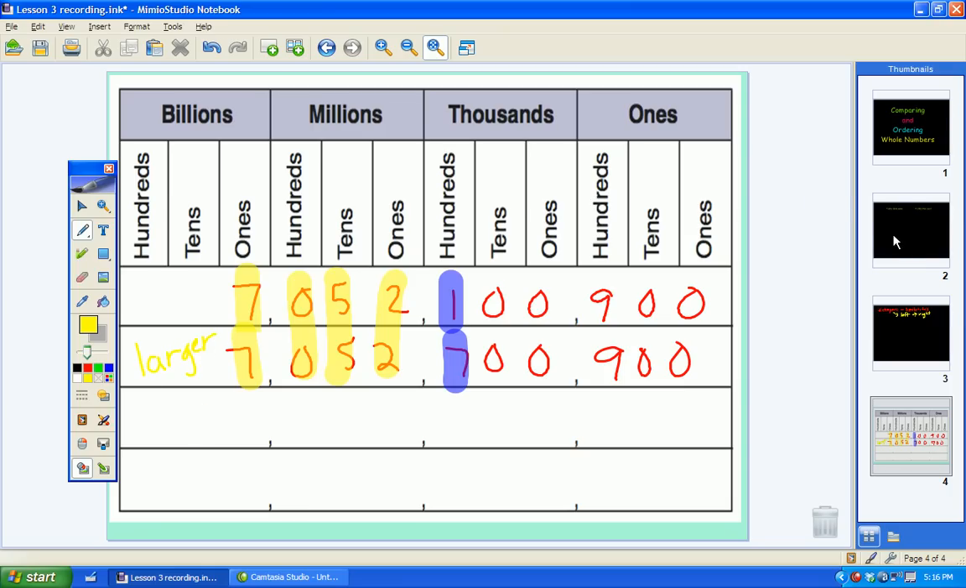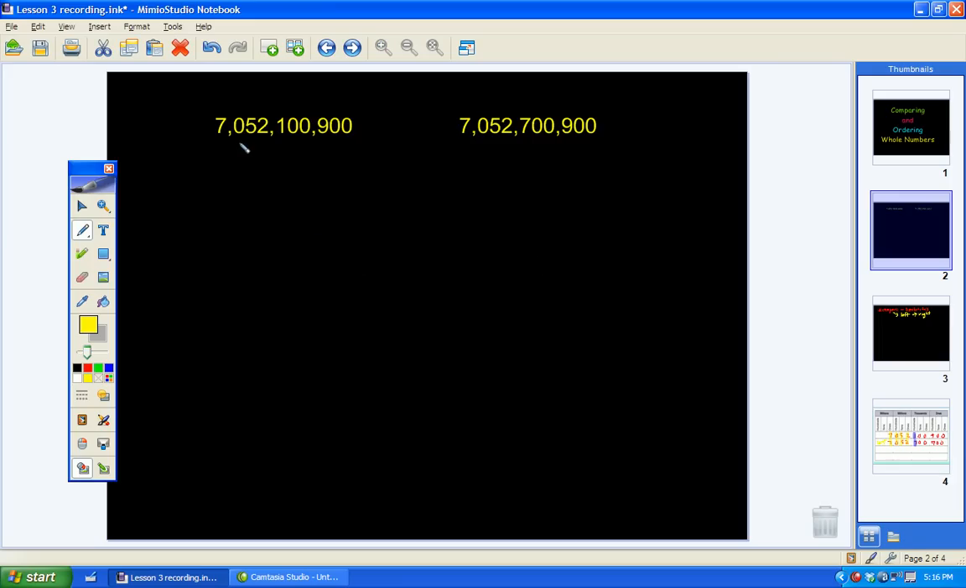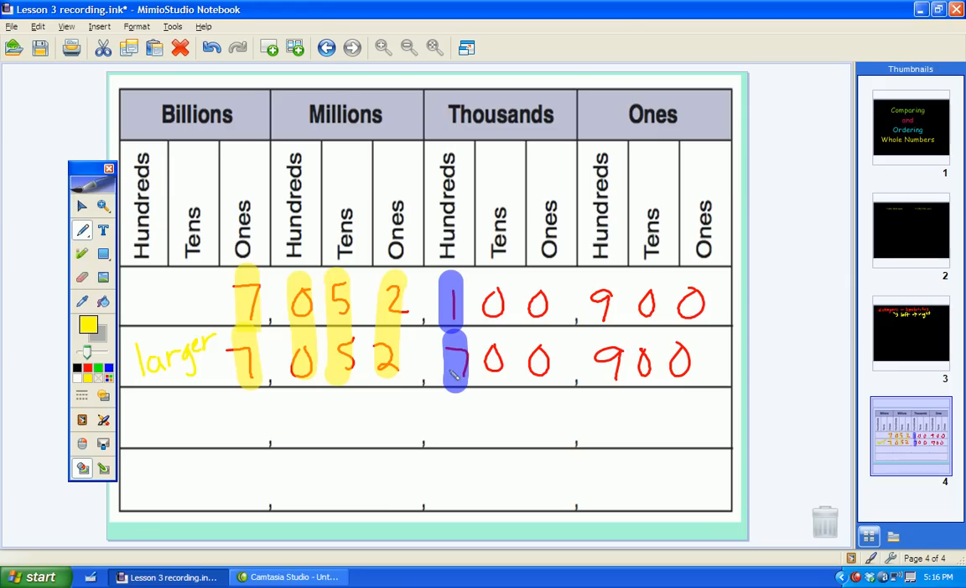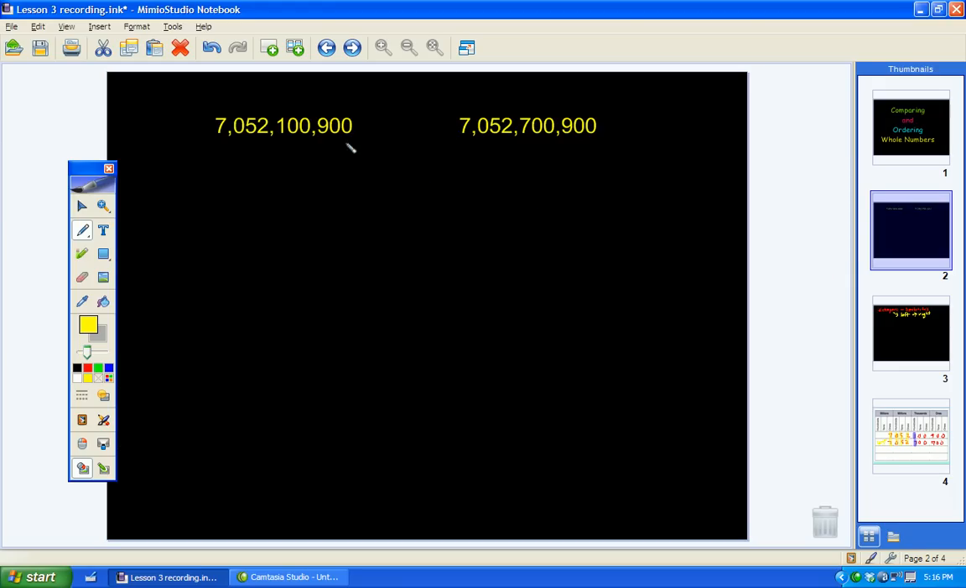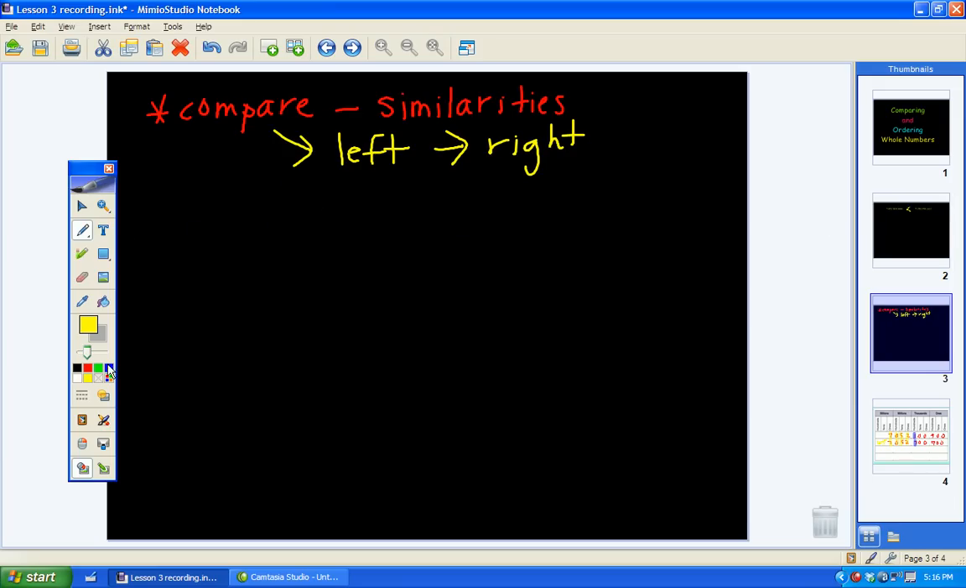Okay? So we're going to go back to this, and now I can say, based on the information from this one, the one that was the second number is actually the larger one. So I use the less than sign in this particular comparison because 7,052,100,900 is less than 7,052,700,900. The less than sign and the greater than sign are very confusing for some of us.